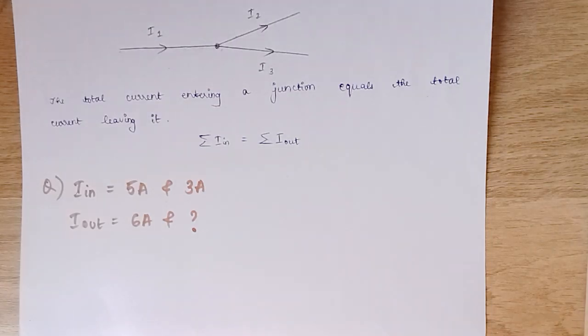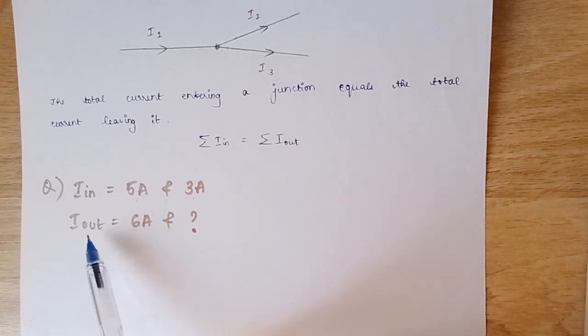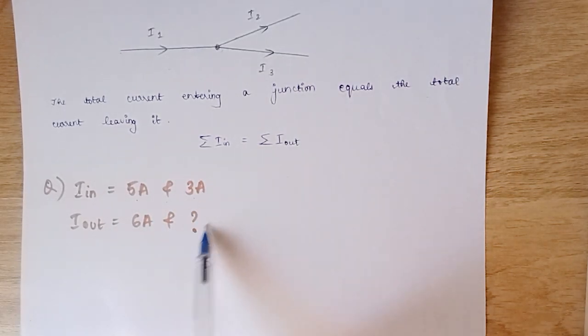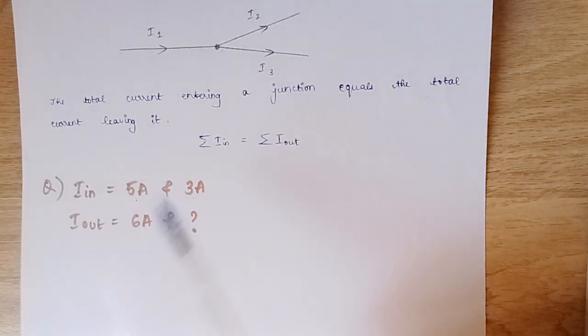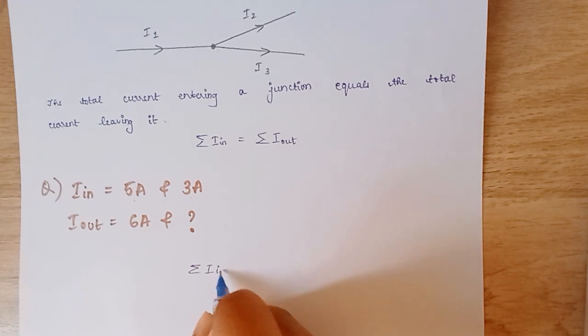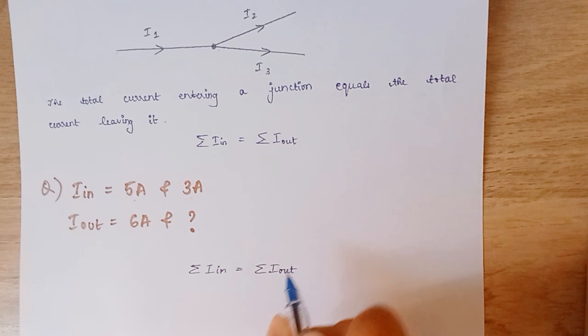Now let's understand this concept with a question. The entering currents are 5 ampere and 3 ampere, and the exiting currents are 6 ampere and one unknown. So this is the current that we should find out. So how do you find it? First of all, write the equation. Sigma of I in is equal to sigma of I out.